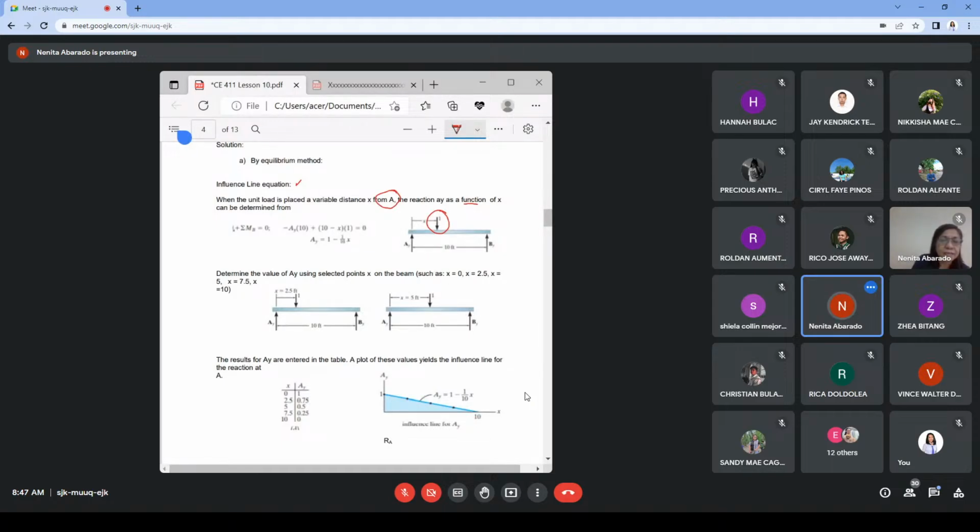So let's get the moment at point B to get the reaction at A in terms of x. AY times 10, from point B plus 10 minus x, times 1 is equal to 0. Di ba? Kini ay magiging 10 minus x. So therefore, we have already the value of AY in terms of x. Equation yan. Nakuha niyo class?